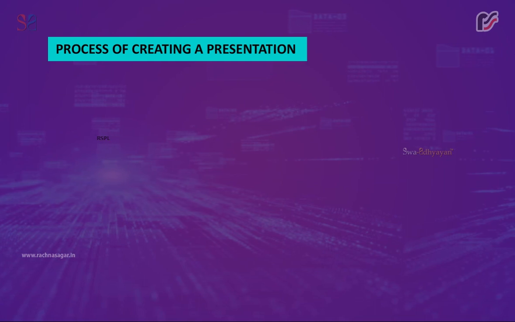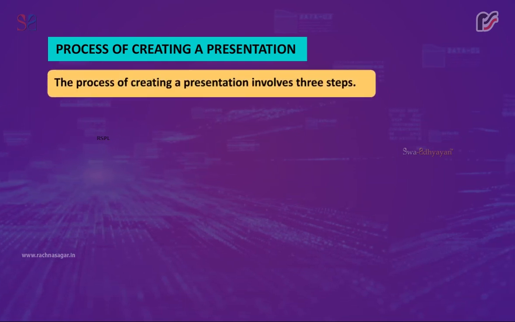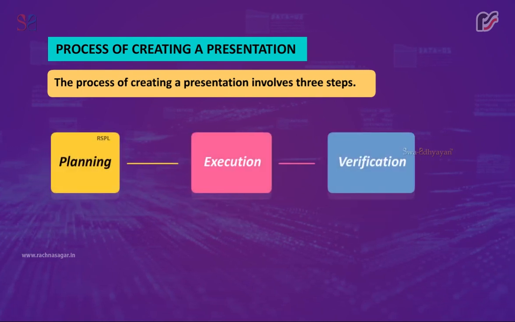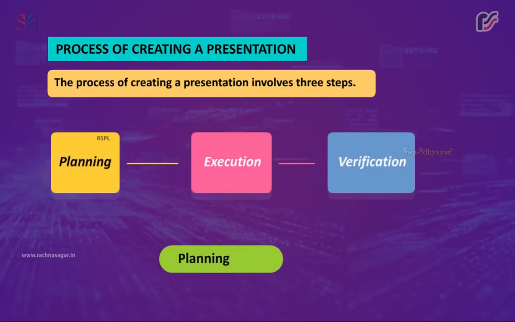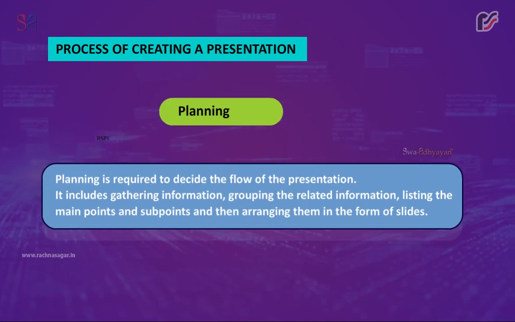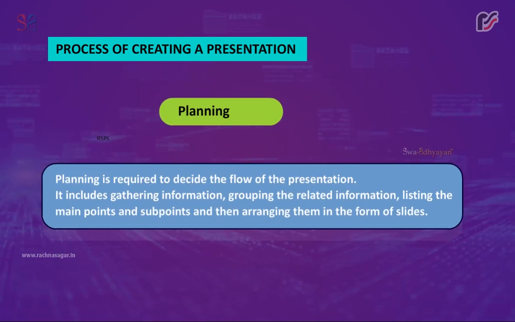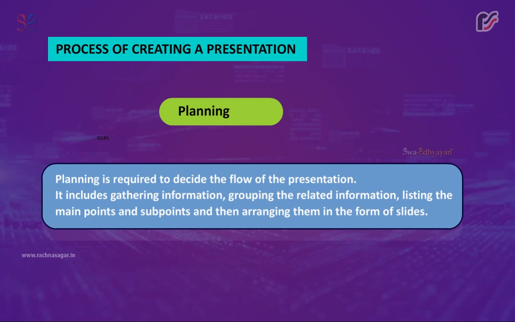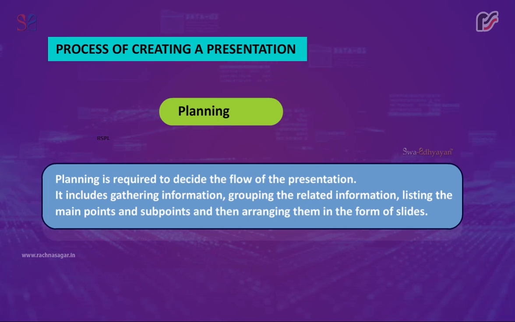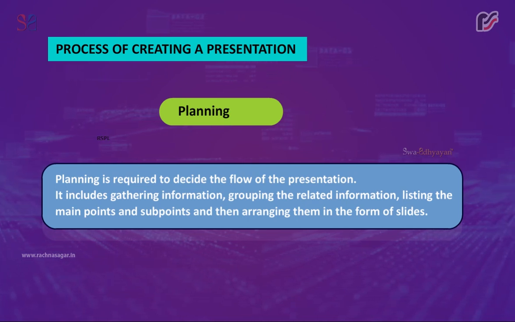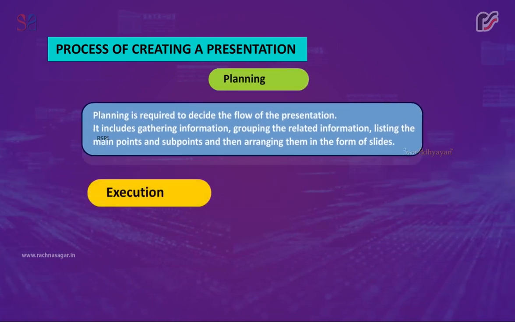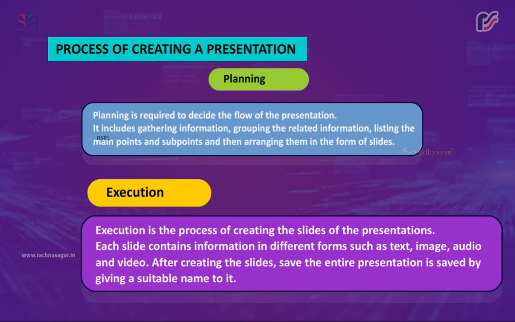Process of creating a presentation. The process of creating a presentation involves 3 steps: planning, execution, verification. Planning. Planning is required to decide the flow of the presentation. It includes gathering information, grouping the related information, listing the main points and subpoints, and then arranging them in the form of slides. Execution. Execution is the process of creating the slides of the presentations.